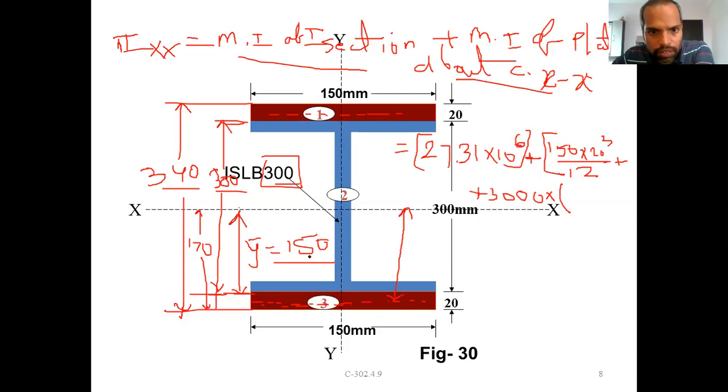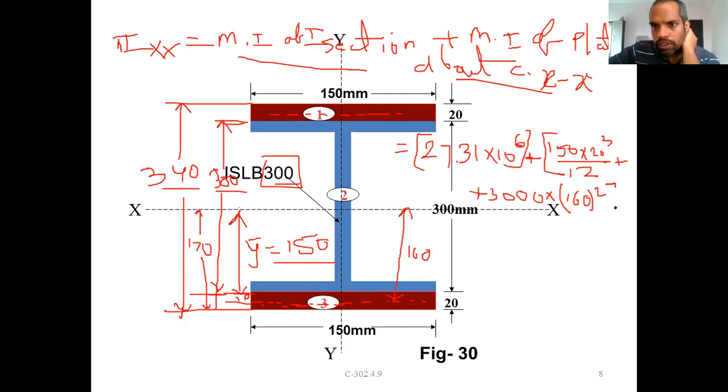How to calculate? From here to here we already discussed that it is 150. 150 plus, from here to here it is nothing but 20 by 2, which is 10. So 150 plus 10, 160. So this is nothing but 160, so this is 160 square.